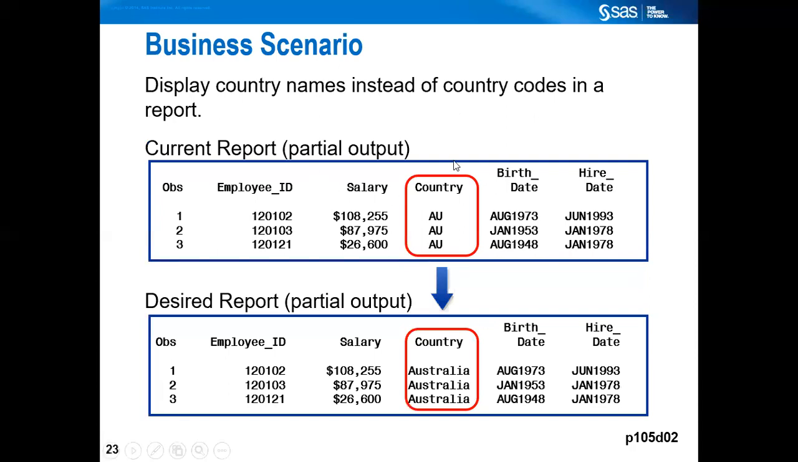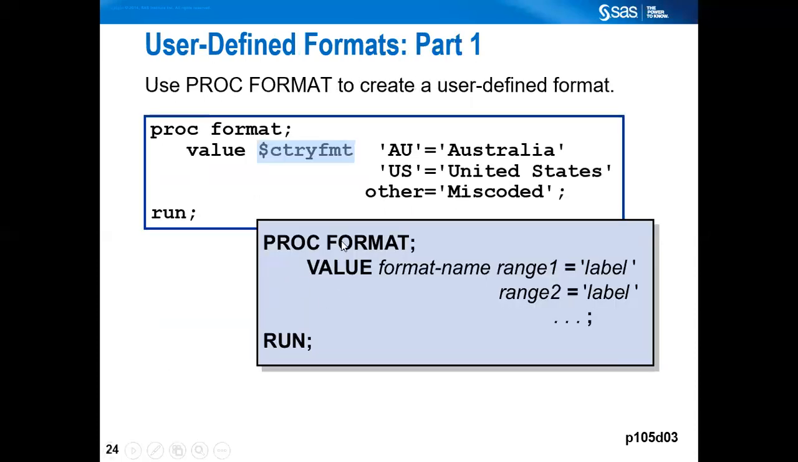They're telling that for these country values, AU should display as Australia and US as United States. Hence, the procedure. So it's VALUE, format name, range. So why range? Because sometimes you may provide a range of values to be displayed with a specific label, or you can give discrete values, as in this example. Now, because this is a keyword, you're not putting it in quotes, because this is not a part of your data. Hence, you're not putting it in quotes.